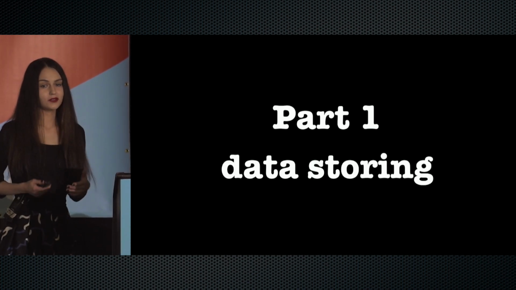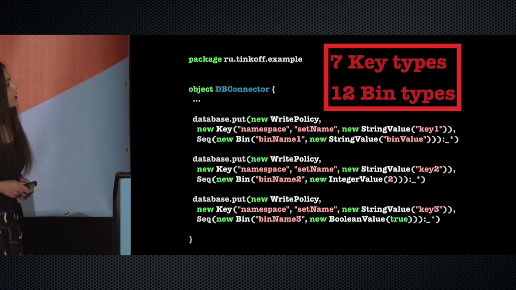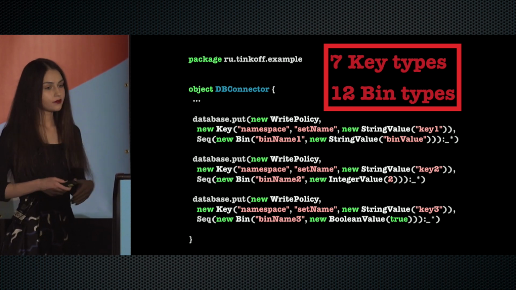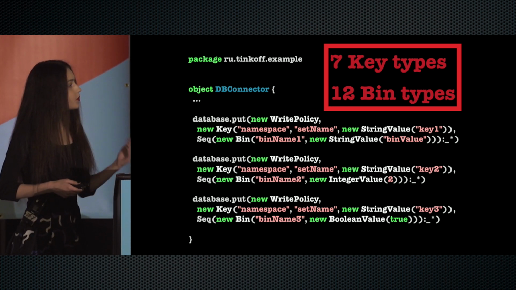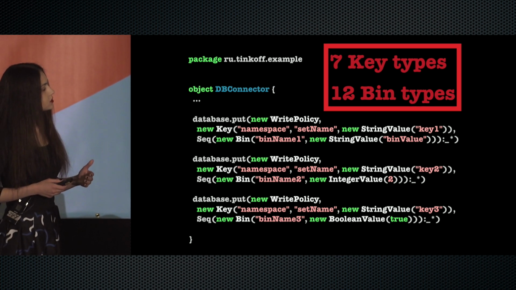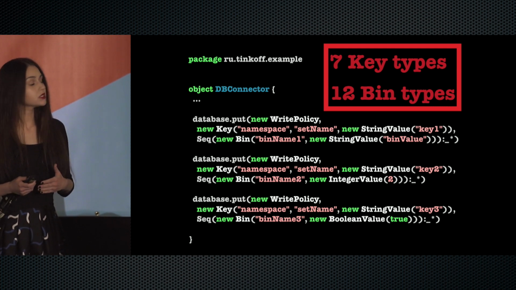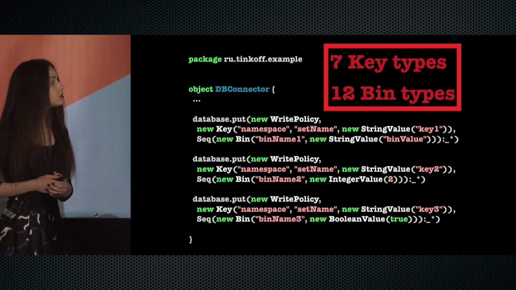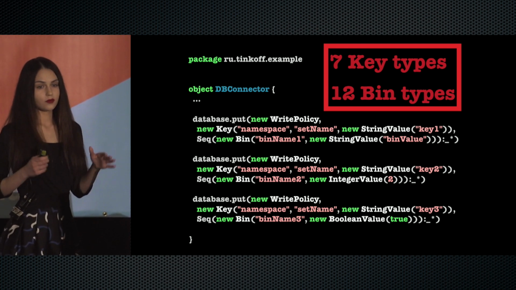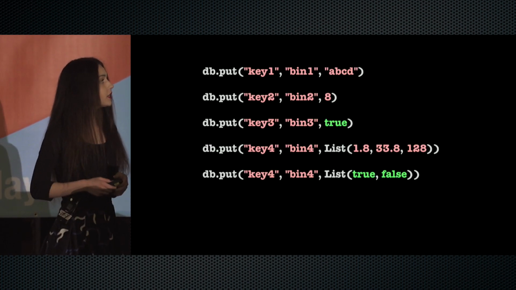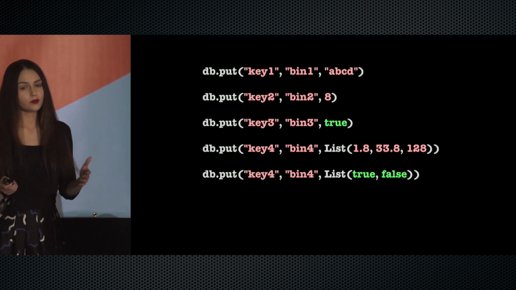So let's start with storing the data. This storage doesn't have a scheme, so to store a couple of different values with different keys, we'll have to create a client and prepare a key and bin values. The Java client provides several constructors for keys and bins, 7 types of keys and 12 types of bins. So as you can see, more types means more code. But we're in Scala, and we can use any type we want.